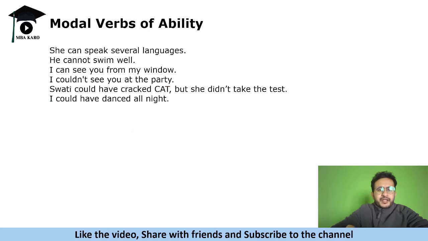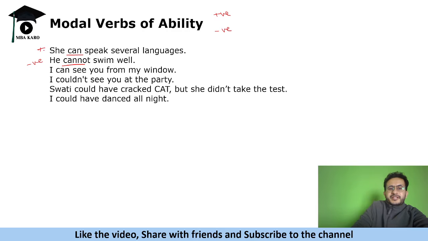Now, when we talk about ability, ability means that you can do something or you cannot do something. She can speak several languages, she cannot swim well. So again, ability can be in a positive way, it can be in a negative way also. This is positive, that she can speak, and he cannot swim is a negative one. So ability does not mean that it is always positive, it can be in negative terms also.